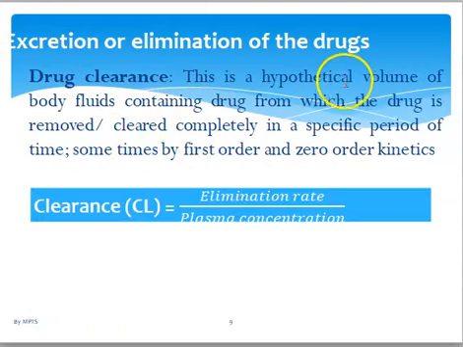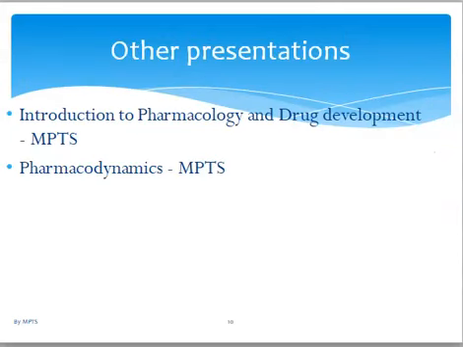Drug clearance, this is the hypothetical volume of body fluids containing the drug from which the drug is removed or cleared completely in a specific period of time. This is the formula. Of course, we can have first order and zero order kinetics. Clearance is rate of elimination over plasma concentration. Remember, I keep saying this is a short presentation on pharmacokinetics. I'm sure you have more notes, or you can contact us for more information, or books are there, even the apps you have on your phone.